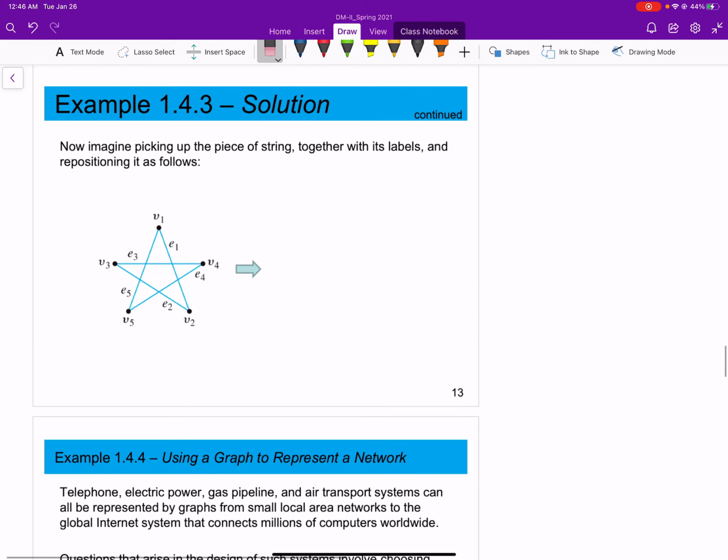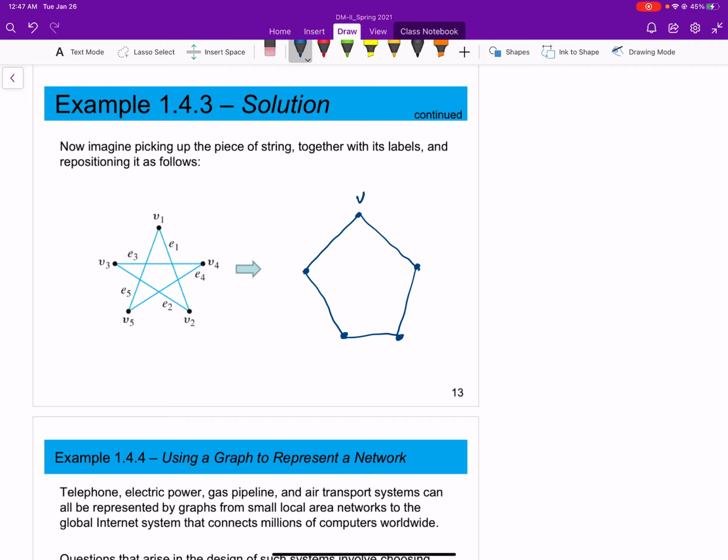Okay. Now go to the next slide. Now imagine picking up the piece of string together with its labels and repositioning it as follows. Okay. So you took the string up and then you just turn the string around and reposition it. All right. The shape of the string will look like this now. It's a pentagon. The new shape that you get is a pentagon that we have discussed already, and then these are the edges.